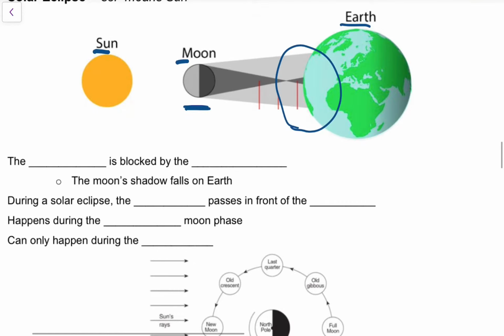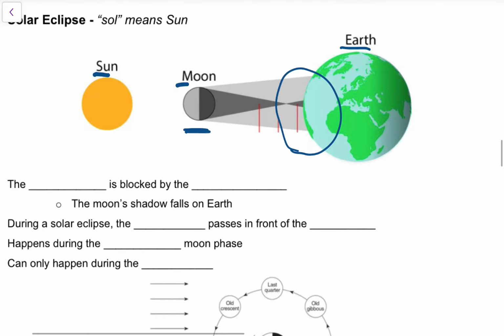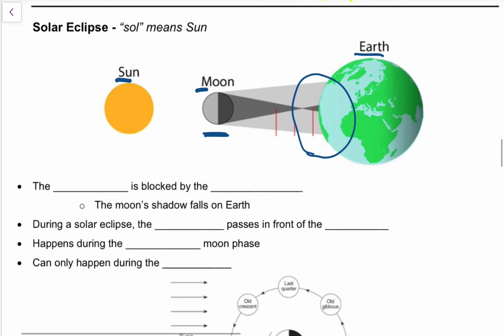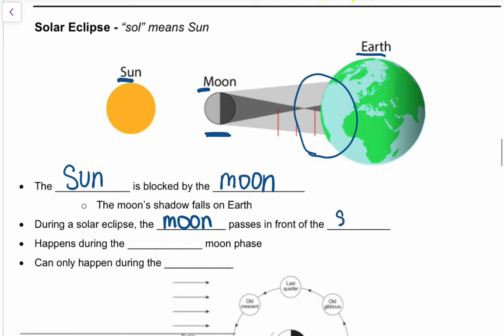So, for our notes, a solar eclipse happens when the sun is blocked by the moon. And the moon's shadow falls on Earth. During a solar eclipse, the moon passes in front of the sun.